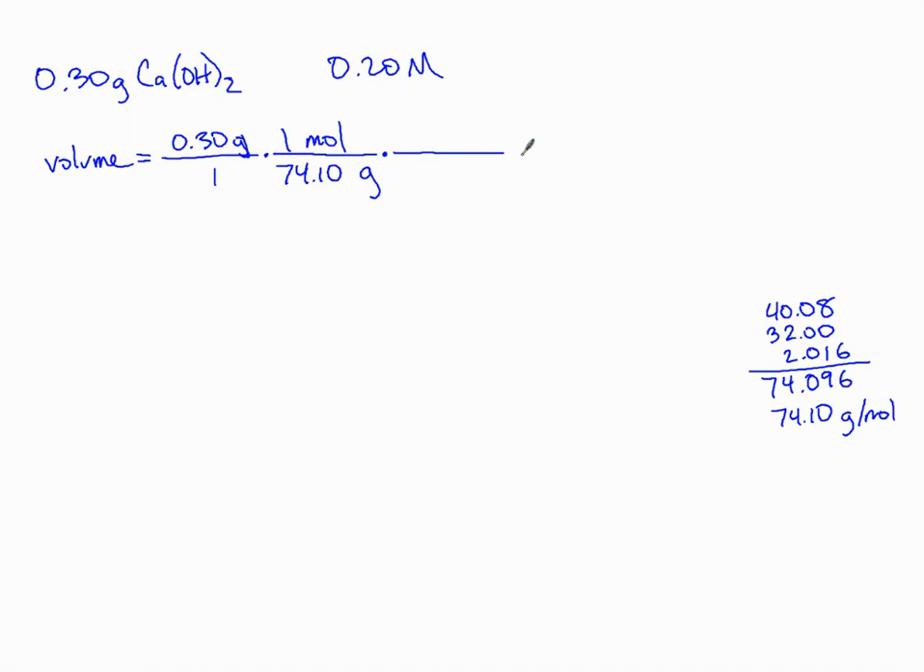And we're looking for volume. What's my next relationship? Does anybody know? We have a conversion. It just doesn't look like a conversion. This 0.20 is actually moles per 1 liter. And to fit it into this calculation, we're going to flip it upside down. And we end up with liters, which is the volume that we want. And we just run our calculation.